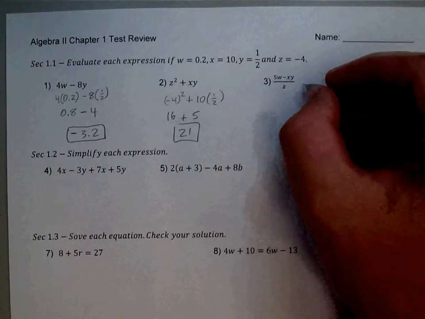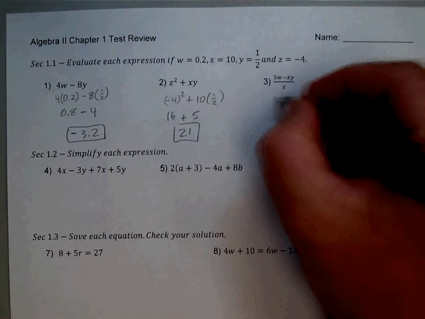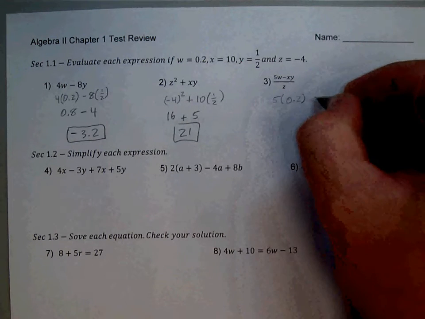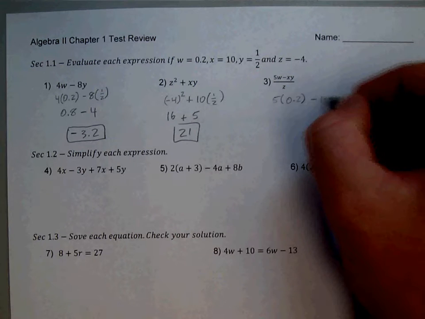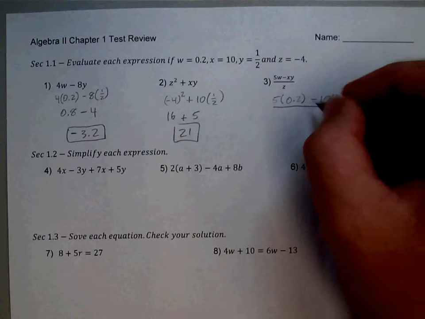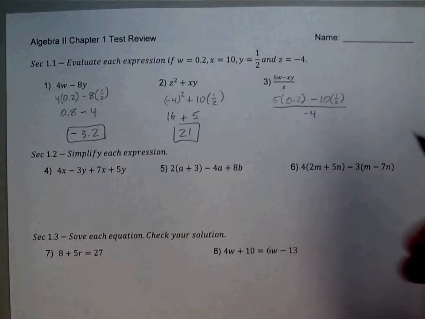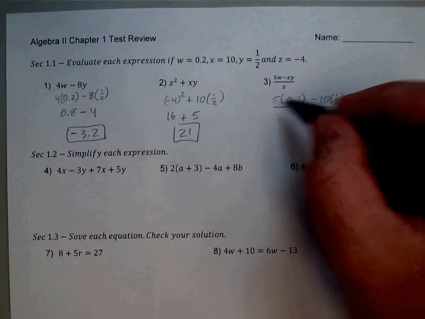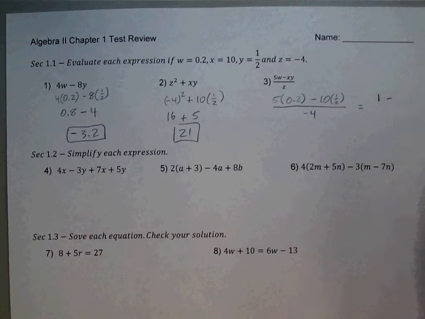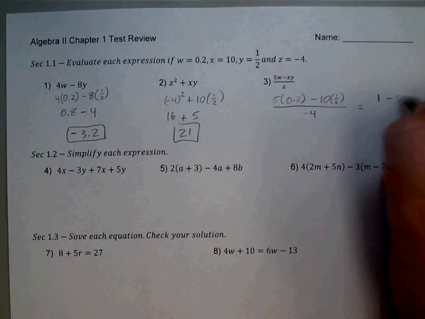Number 3, 5 times 0.2 minus 10 times 1/2, and that's all over negative 4. Let's look at that numerator first. 5 times 0.2, that's 1, minus 10 times 1/2, that's 5.